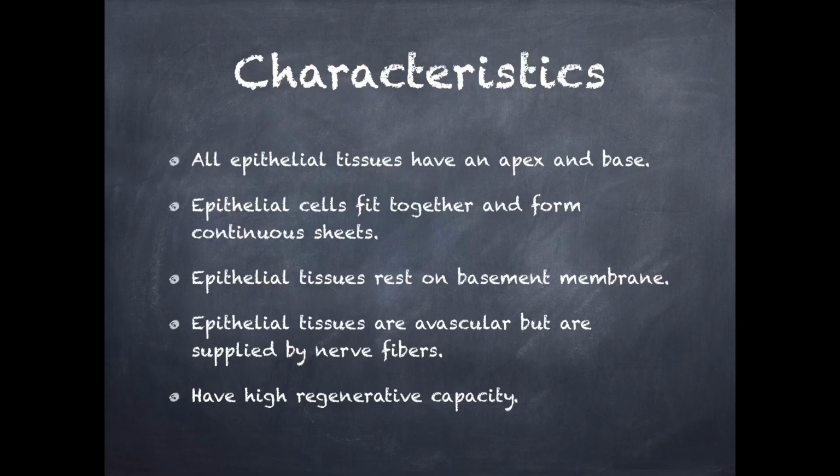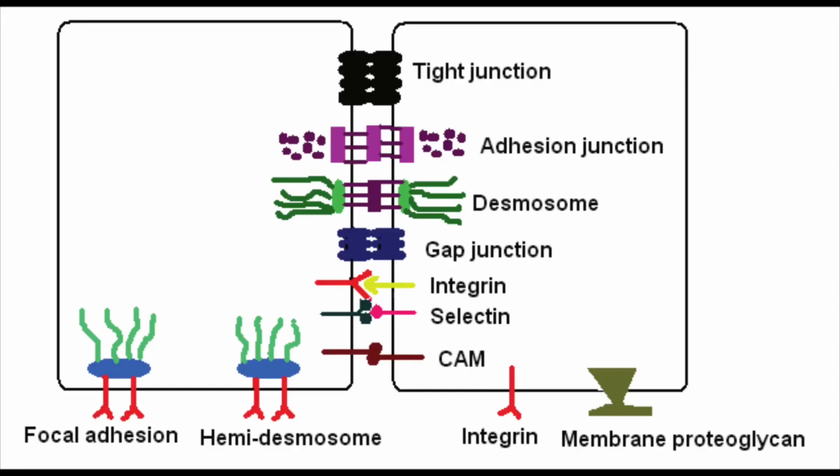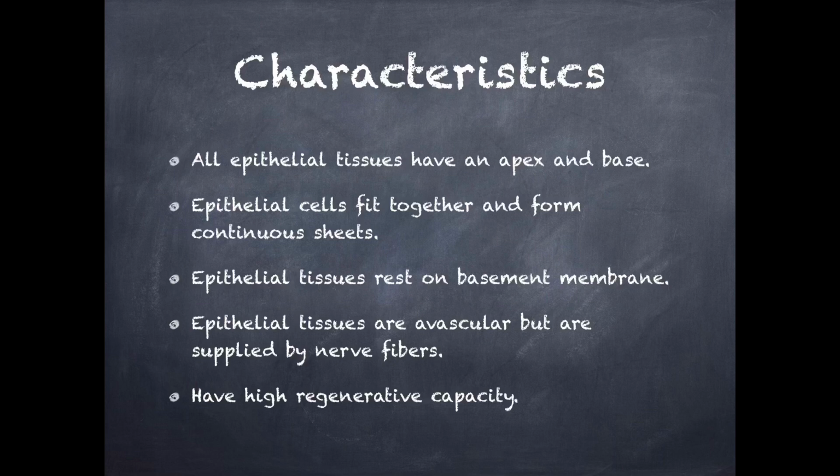Epithelial cells fit together and form continuous sheets. They do this with tight junctions and desmosomes. Epithelial tissue rests on a basement membrane, also known as the reticular lamina, which reinforces the epithelium and helps it resist stretching and tearing. Epithelial tissue is avascular but is highly supplied by nerve fibers. Epithelial tissue has a high regenerative capacity.